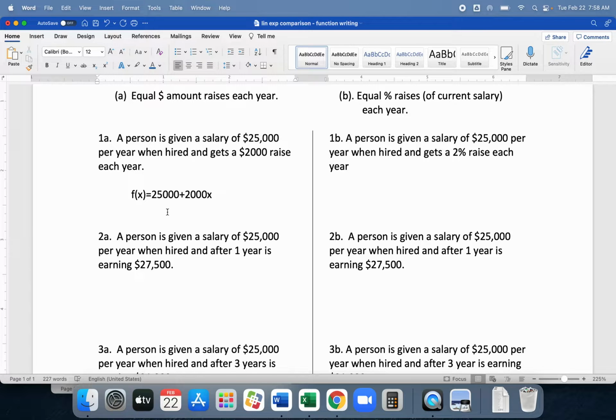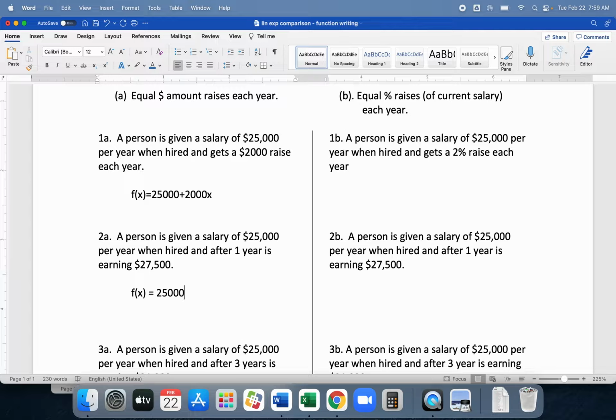So compared to number 1A, what is it that I need to do a little bit more in order to write my function for number 2A? Well, it's still f of x equals start at 25,000, but it doesn't give me the amount of the raise. So how do I find it? Maybe it seems like an easy question, but how do I find the amount of the raise from the given information?